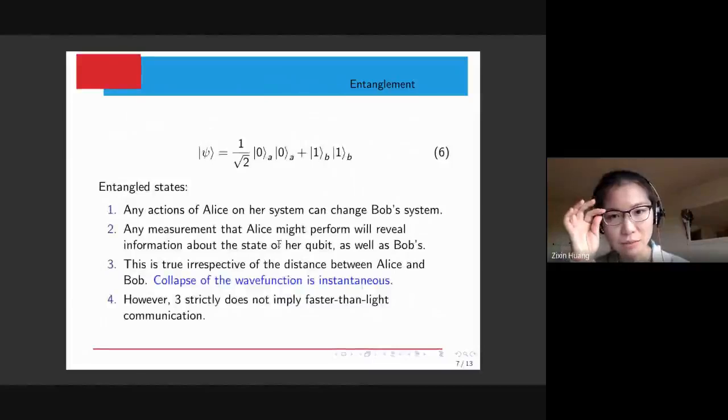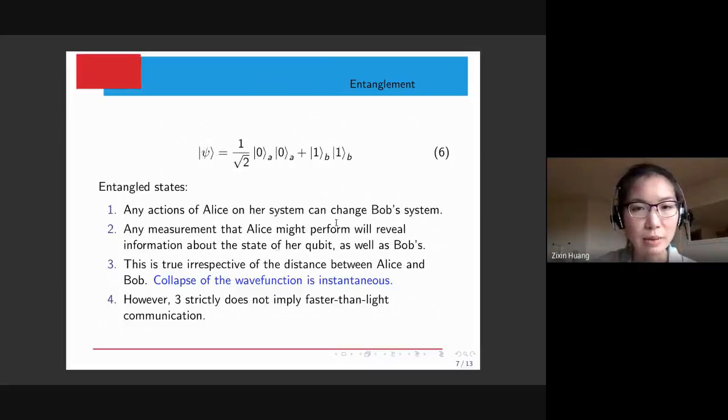Here are some properties of a maximally entangled state. We can write the state in this form. Sorry, there's actually a typo there. There should be |0⟩_A|0⟩_B + |1⟩_A|1⟩_B, which denotes that one qubit is possessed by Alice and the other one is possessed by Bob. I'll correct this notation later.